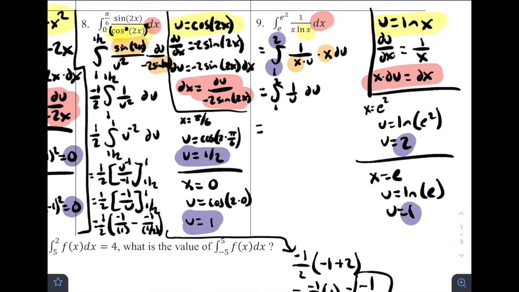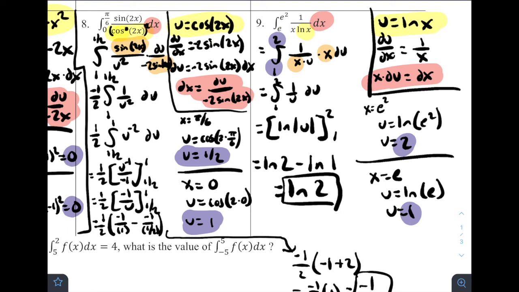And we know that the integral, or the antiderivative of 1 over u, is the natural log of the absolute value of u. And so by our fundamental theorem of calculus, we're going to plug in 2 for the u, we're going to subtract, and then we're going to plug in 1 for the u. So this is equal to the natural log of the absolute value of 2, or just ln of 2, minus the natural log of the absolute value of 1, which is just 1, and natural log of 1 is 0. So our answer here is going to be just ln of 2 for problem number 9.